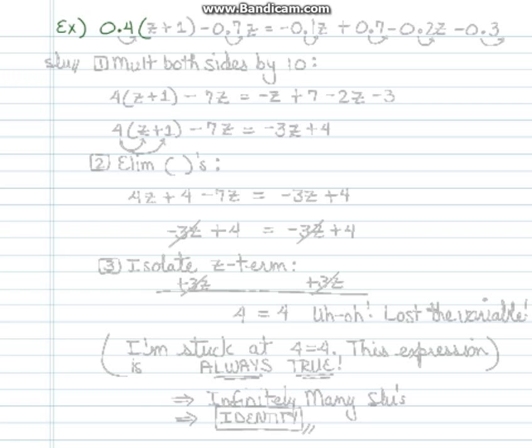0.4 times parenthesis z plus 1 minus 0.7 times z equals negative 0.1 times z plus 0.7 minus 0.2z minus 0.3.